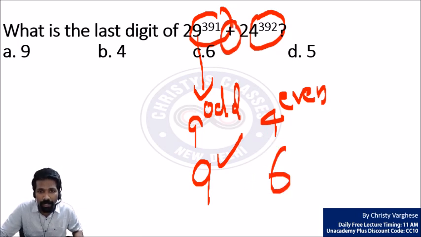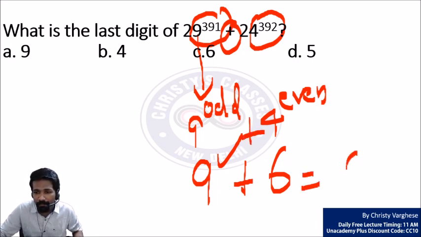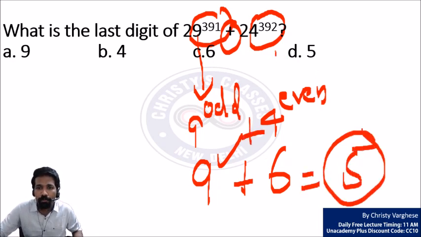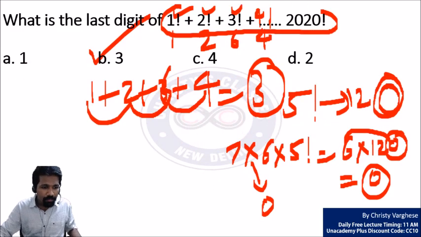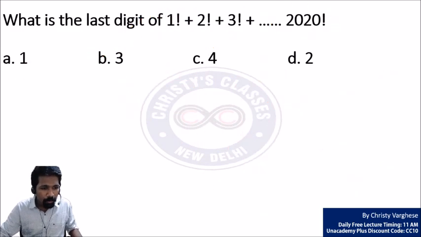Now you have to sum it up. So sum the last digits. For 9 plus 6, 15. Last digit is 5. So option D is the answer. Very straightforward question. Factorial sum, it is very simple if you understood the properties of factorial very well.